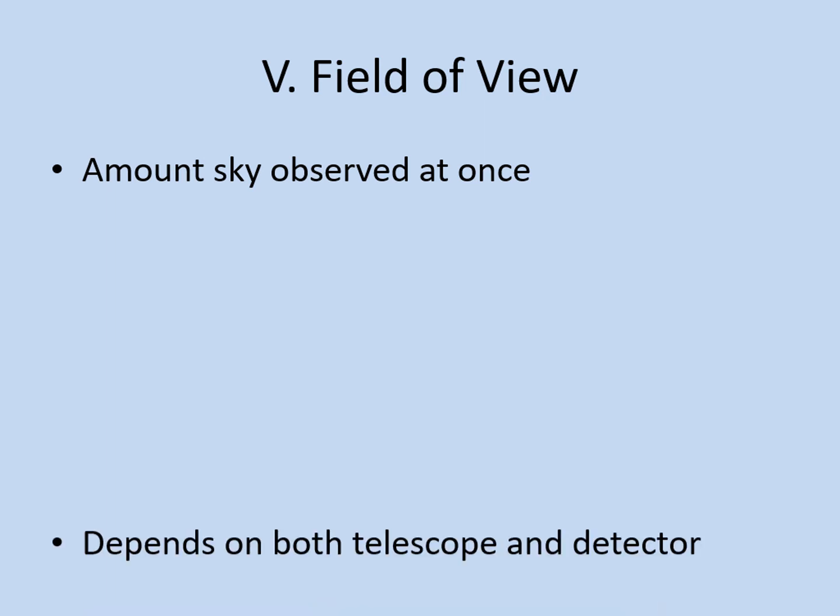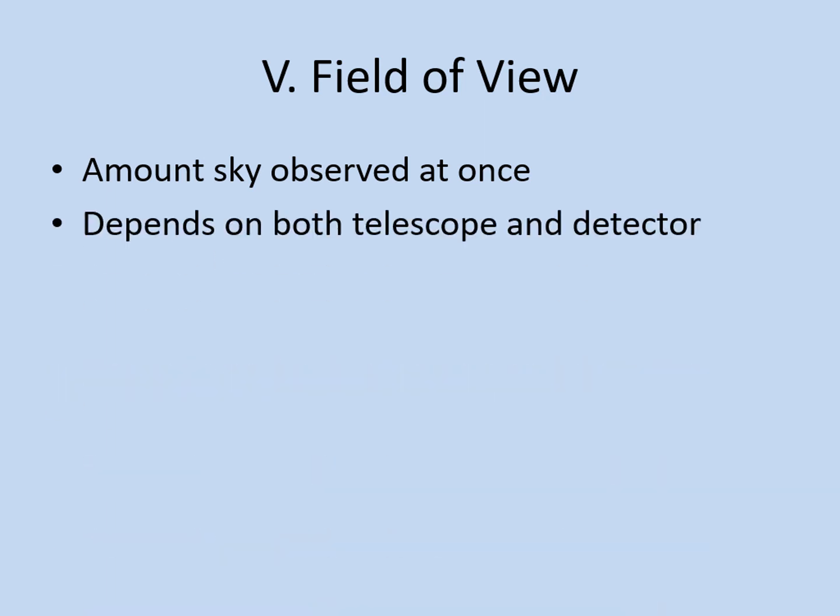The last major property of telescopes is the field of view. This is a measure of how much of the sky is visible at once. It depends on the details of the telescope optics as well as the detectors used. Both large and small fields of view are used extensively in astronomy, and each has its own advantages.